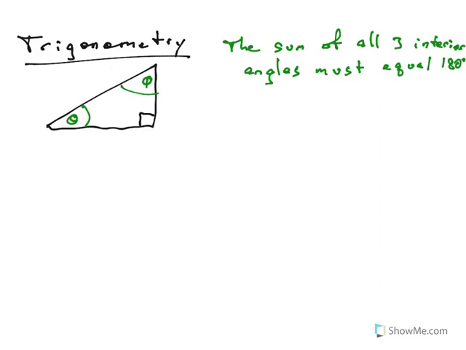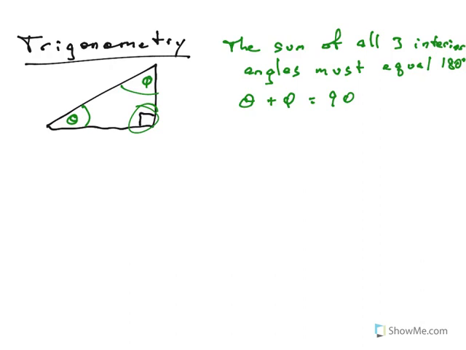Now if you have a right triangle, what that means is if you add theta plus phi, since the 90 degrees is already there, then theta plus phi must equal 90. Because you already have 90 here. You need a total of 180. 180 minus 90 gives you 90 left. So the other two angles must add up to 90 degrees. So that's one relationship. That relates the three angles of a triangle together.